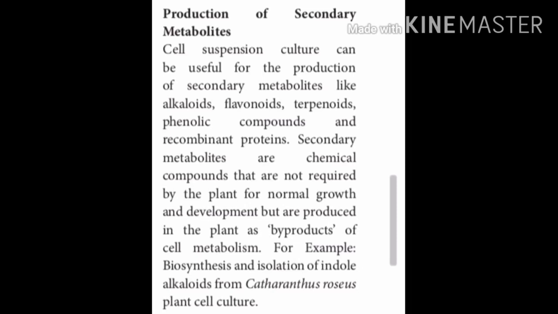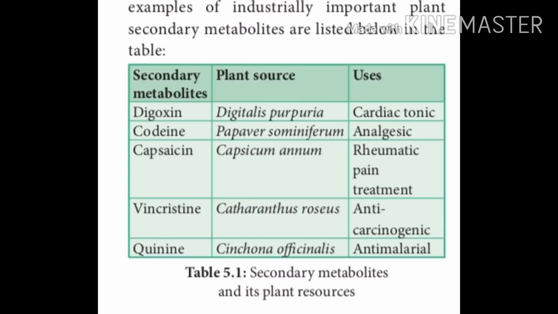Let's look into the various products which have been manufactured through plant tissue culture technologies. The secondary metabolites are of very much commercial use. Let's start. There are 5 important products given. Let's see them one by one. Digoxin is taken from Digitalis purpurea, and this secondary metabolite is used as a cardiac tonic for the treatment of the heart.